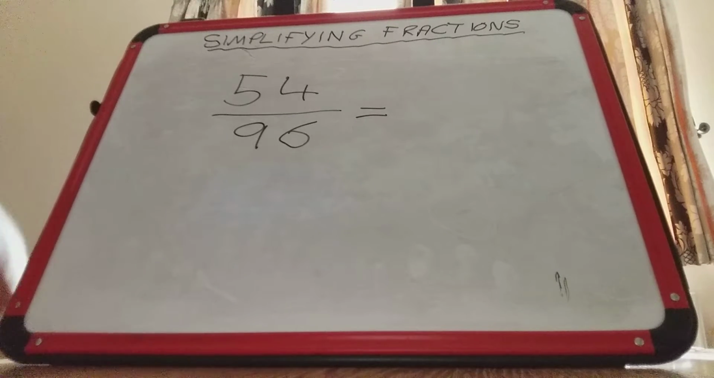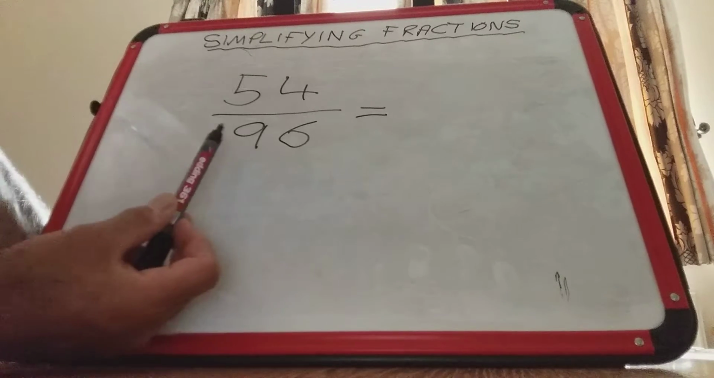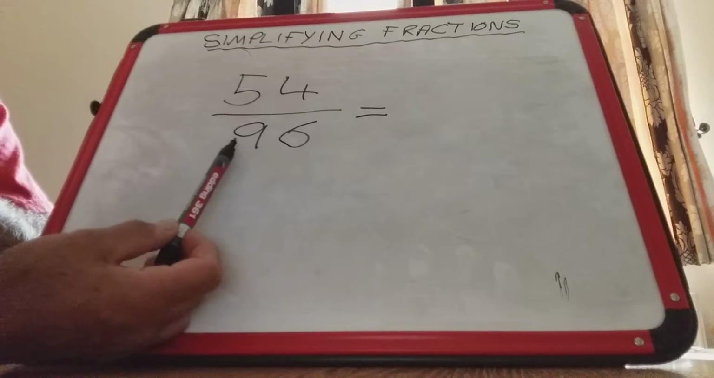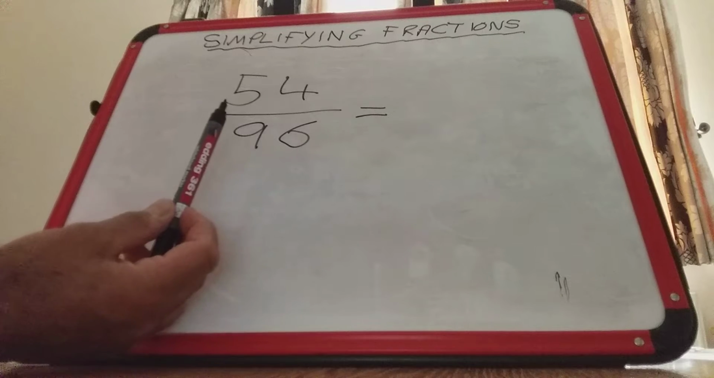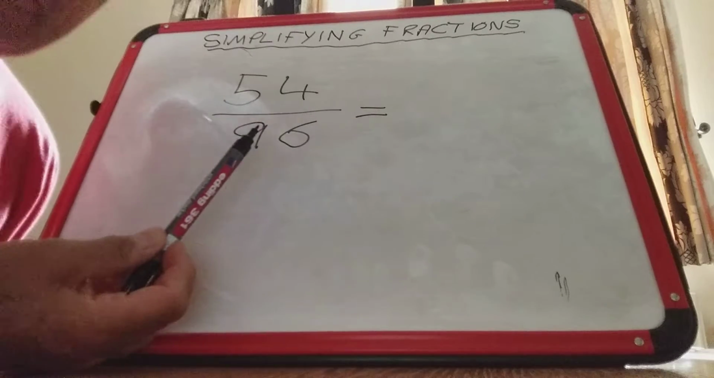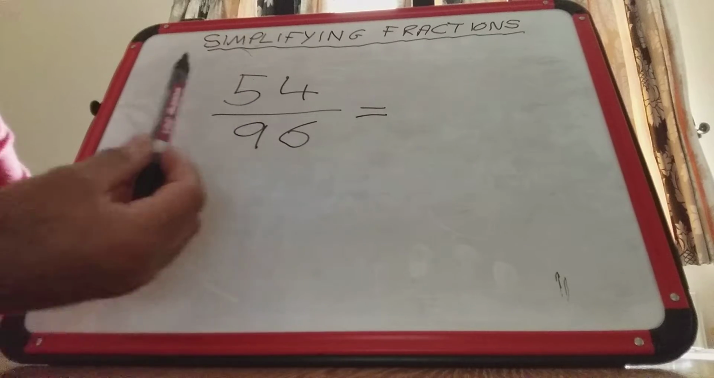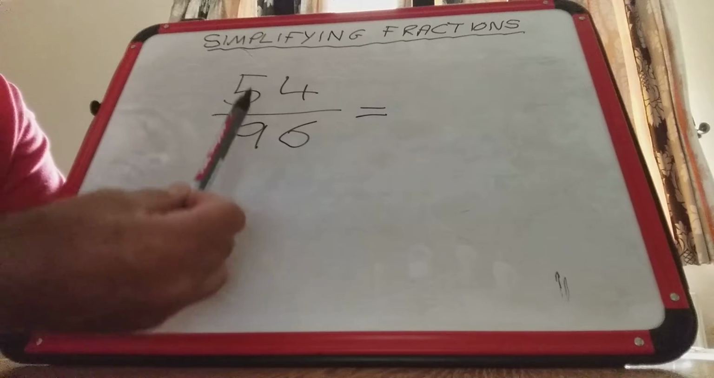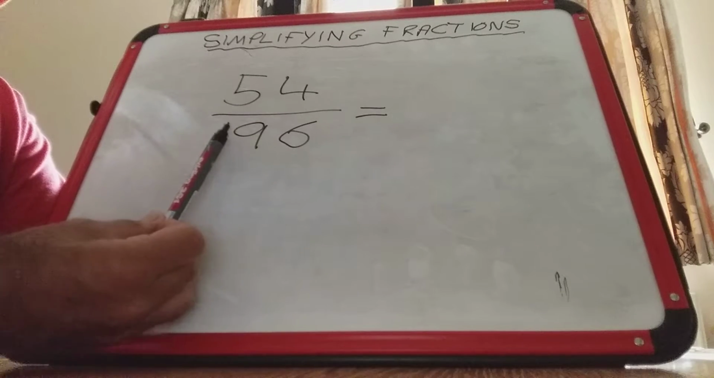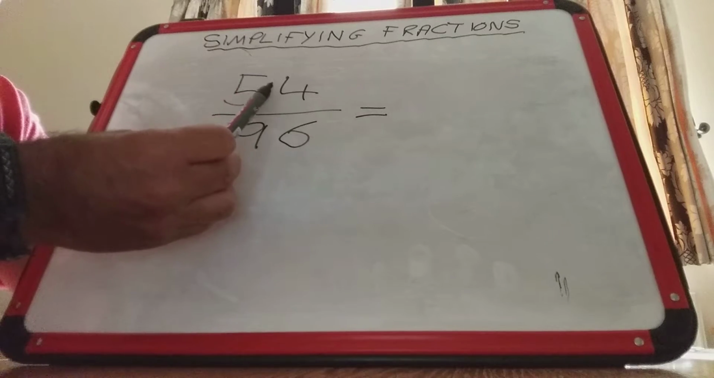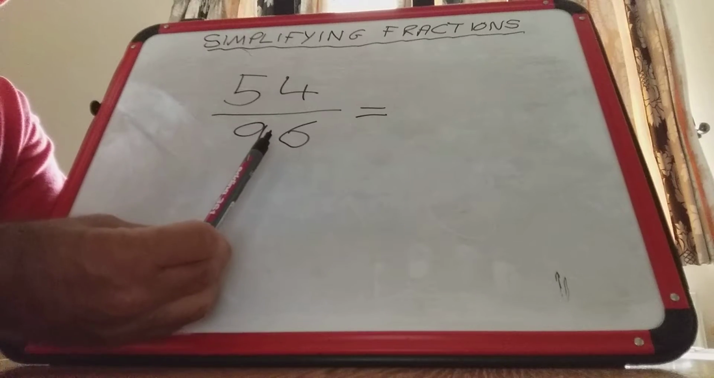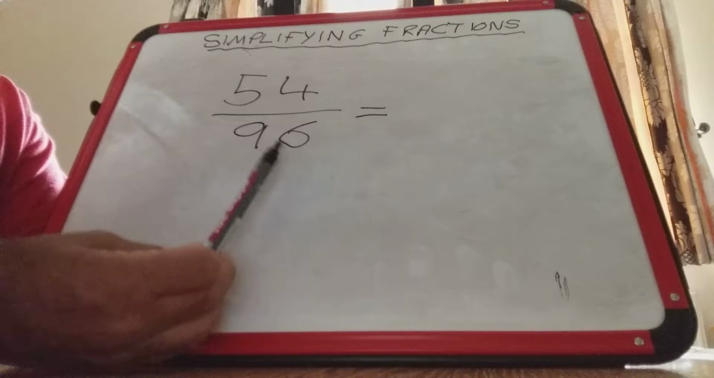Okay, second example, we've got 54/96. Now that's not a very common fraction, you're not going to see that every day, but it's useful to know that we can use strange different fractions as well. So remember, what we've got to do is think, how can we make these numbers smaller? That's the first thing. Secondly, what can we divide the top number by and the bottom number by? But it's got to be the same number.